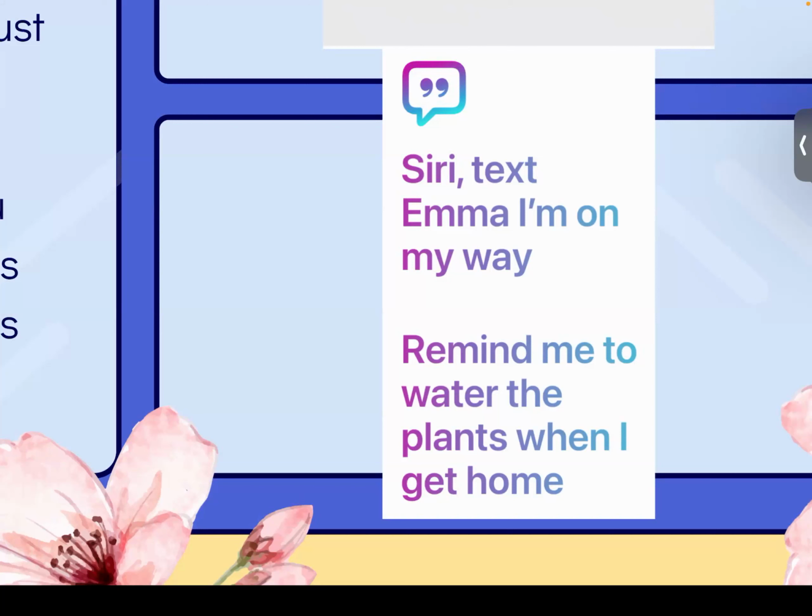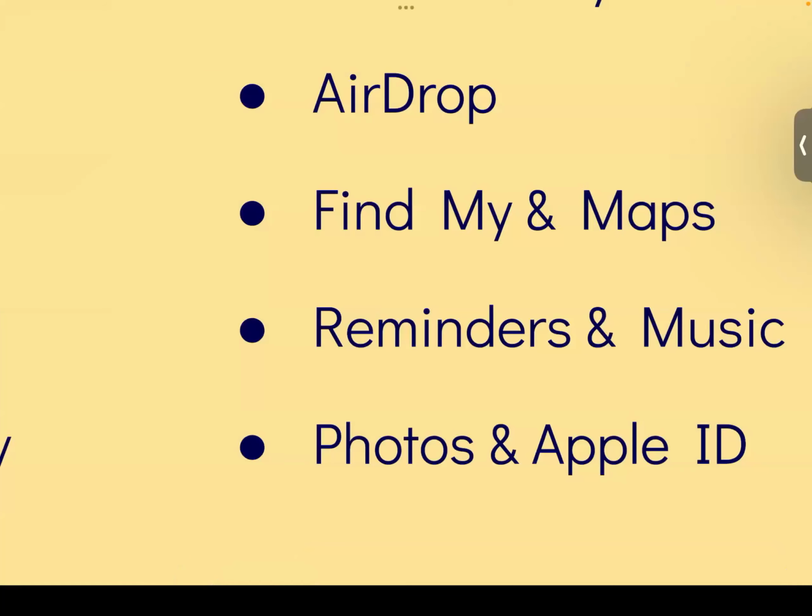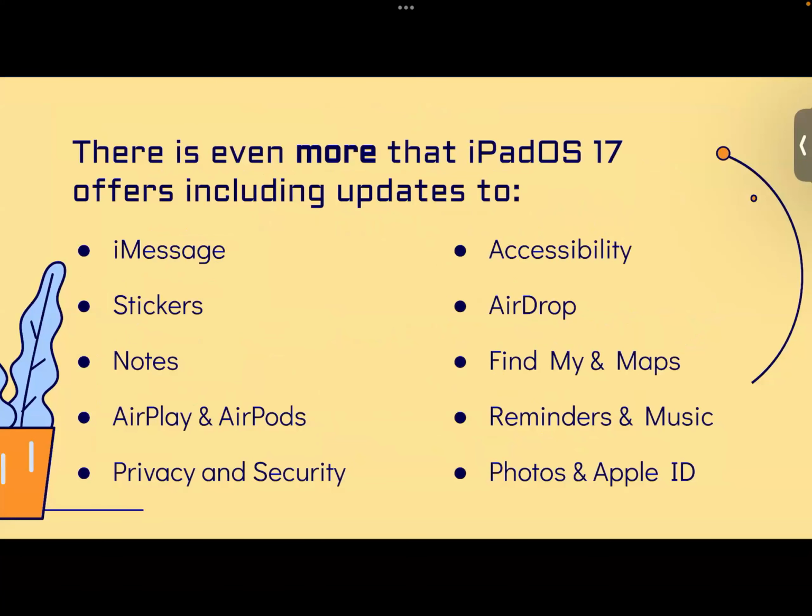So it's very simple. Once you get Siri set up, you can ask it multiple times for different things. And there are even more than that iPadOS 17 has to offer. It includes updates to iMessage stickers, notes, AirPlay, AirPods, privacy and security, accessibility features, AirDrop, Find My, reminders, and music, and of course, changes to photos and Apple ID.